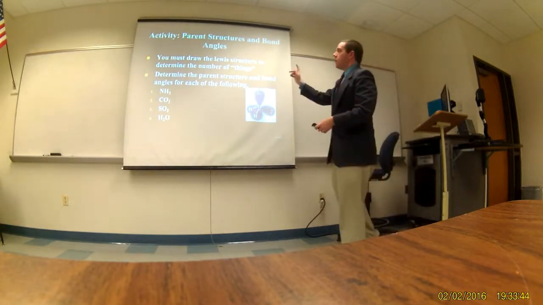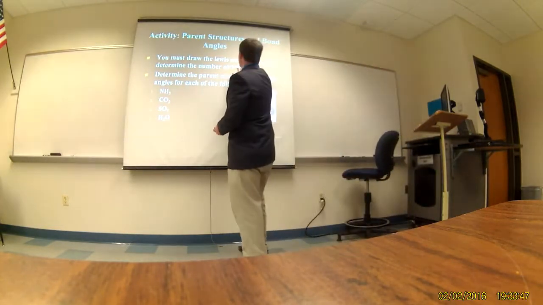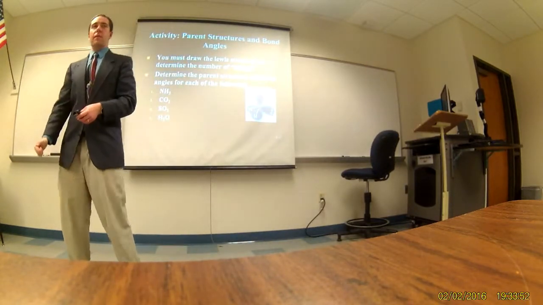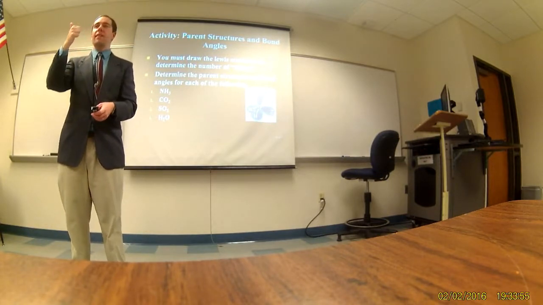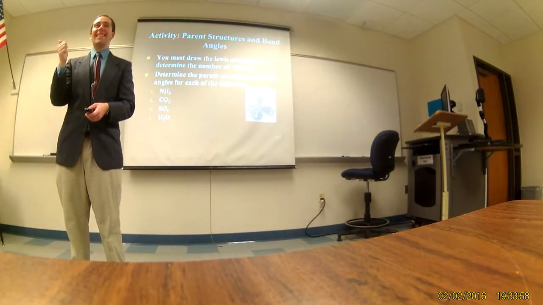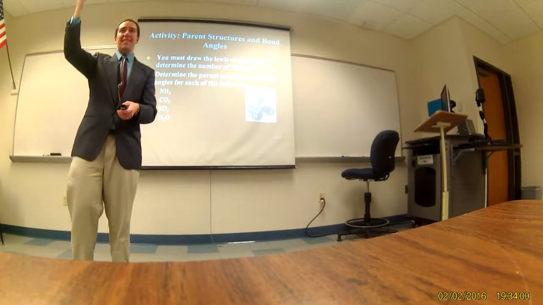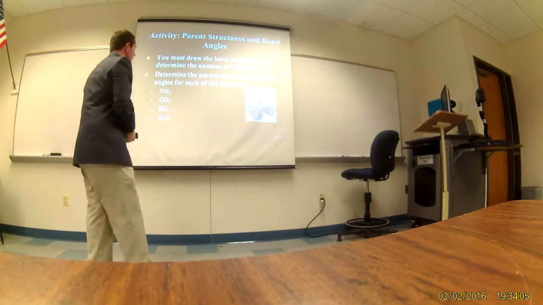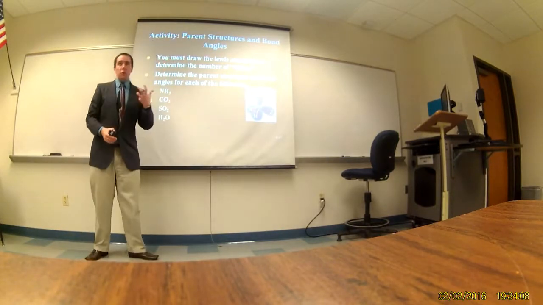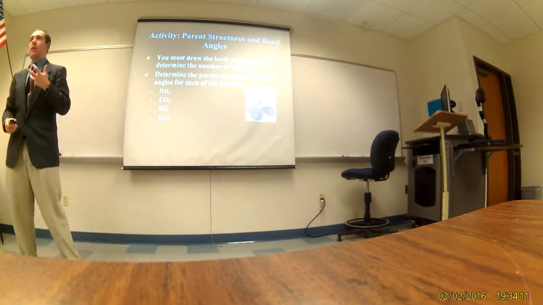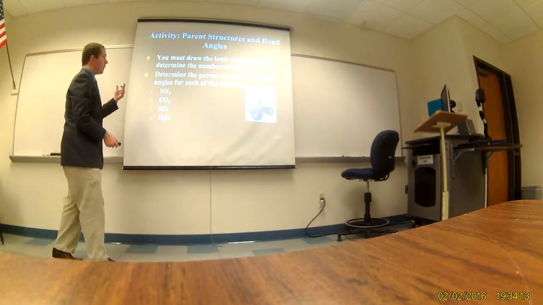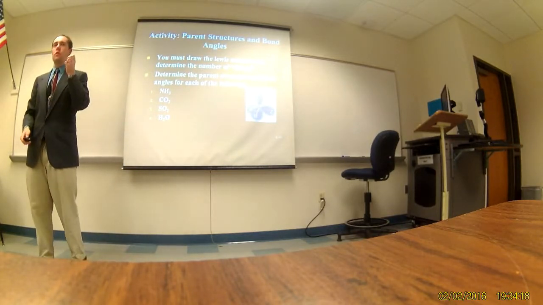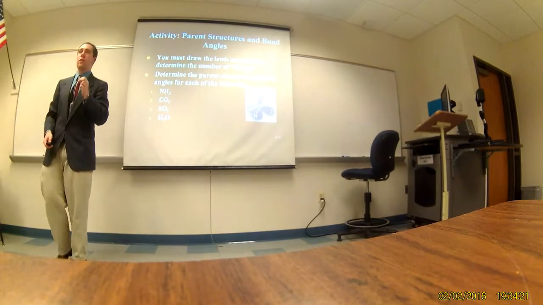So, we know our Lewis structures. We know the names of our parent structures. What are the 3 parent structures? Tetrahedral, linear, trigonal planar, right? Those are our 3. But we have to figure out which one it is. We have to figure out how many things are on our center atom, and in order to do that, we have to draw the Lewis structure. Don't try it without drawing the Lewis structure.